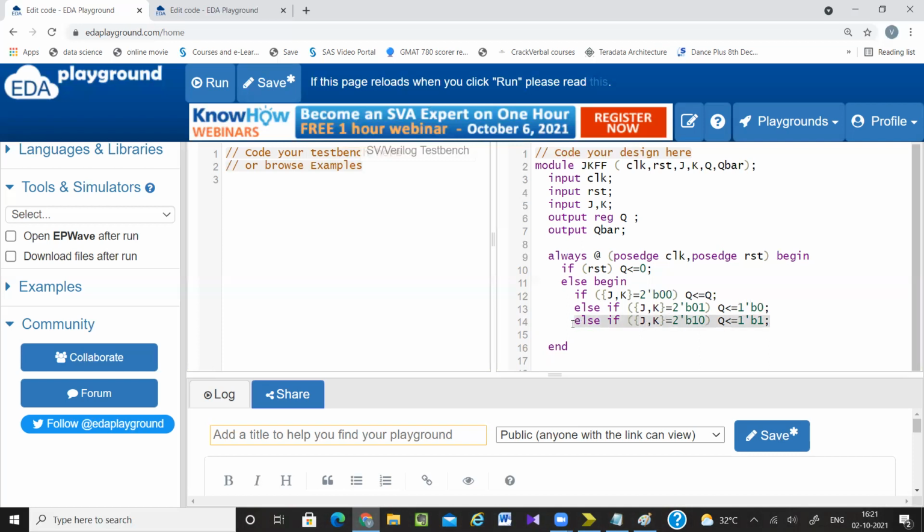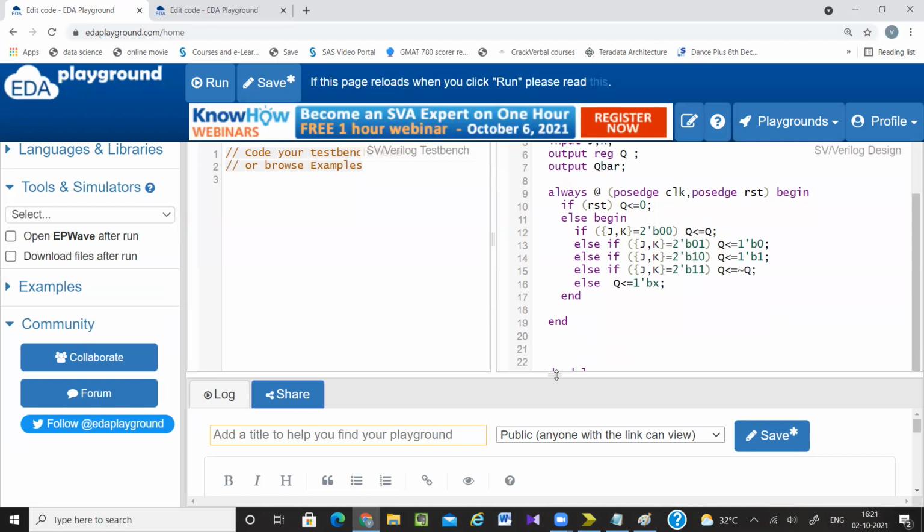So next, if it is equal to 1, 1, then output is equal to not of previous state. So simple not Q. Okay. Next it will be else. Let any other values, then I can make Q equal to X. If JK becomes X or something, at that time my output will also become X. So this is the JK flip-flop.